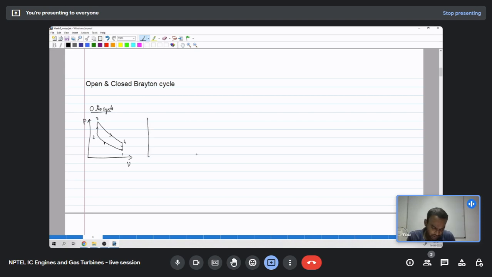And similarly we had the diesel cycle, where the compression is done isentropically from 1 to 2. The heat is added at constant pressure, and then the expansion takes place at constant entropy, and then heat is rejected at constant volume. So we have seen these kinds of cycles which we call air standard cycles.